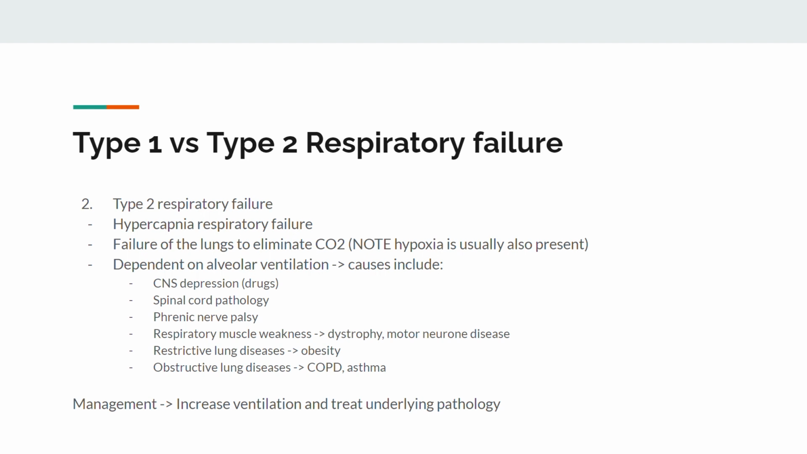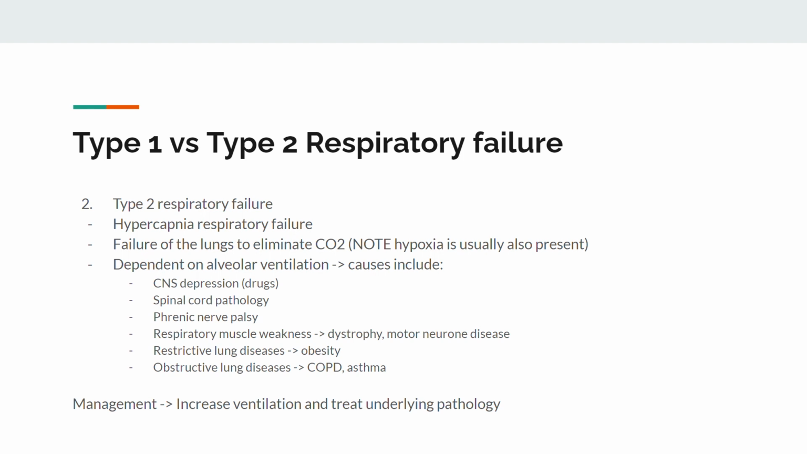So if in your blood gases or in an MCQ, you hear anything that says increased CO2 or excessive amounts of CO2, it's type 2 respiratory failure, regardless of what's happening to the oxygen. Whereas if you just see normal CO2 but hypoxia, that is going to be a type 1 respiratory failure. Now, this is because it's dependent on alveolar ventilation.